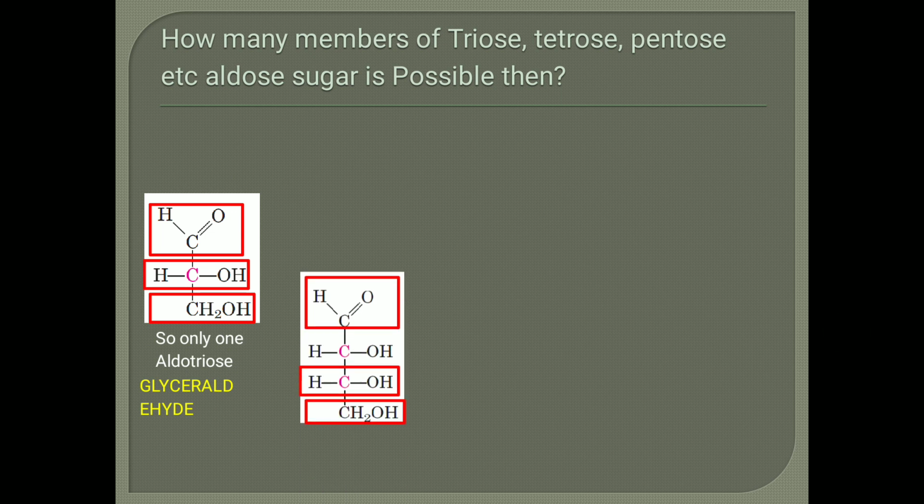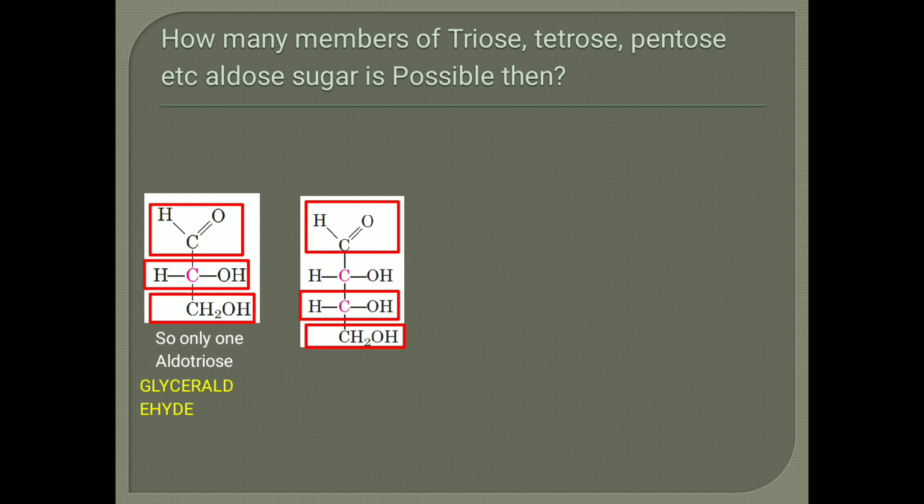Now let us consider the tetrose sugar. After omitting the functional group, penultimate and ultimate carbon, we have 1 carbon left. So 2 raised to 1 is equal to 2. So 2 aldotetroses are possible, and that is nothing but erythrose and threose.